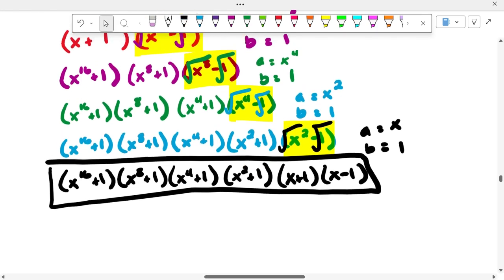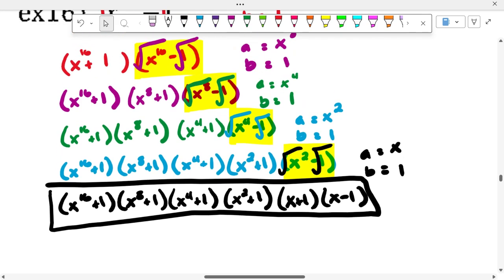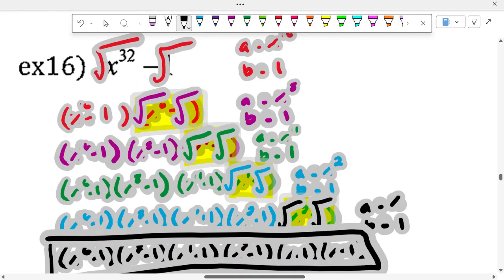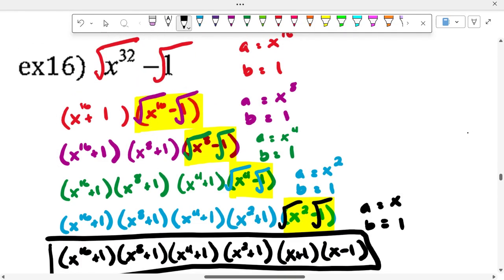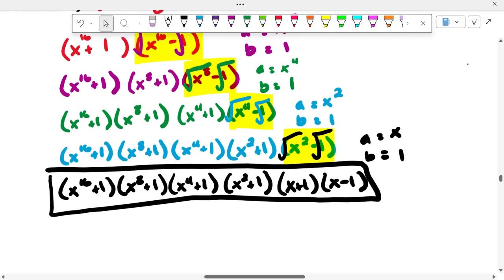So this is one of those guys where you really got to pay attention because we had to take a difference of squares since the first time 1, 2, 3, 4, 5 times. All right, so you really got to pay attention to that.